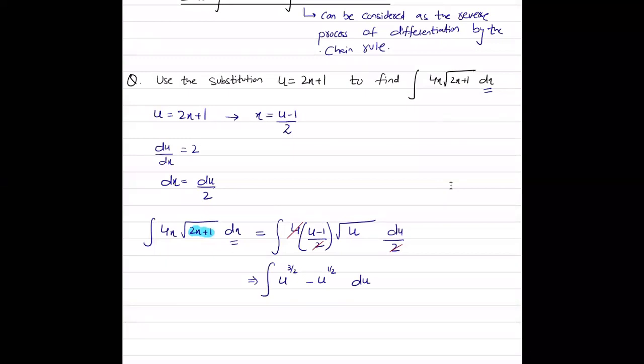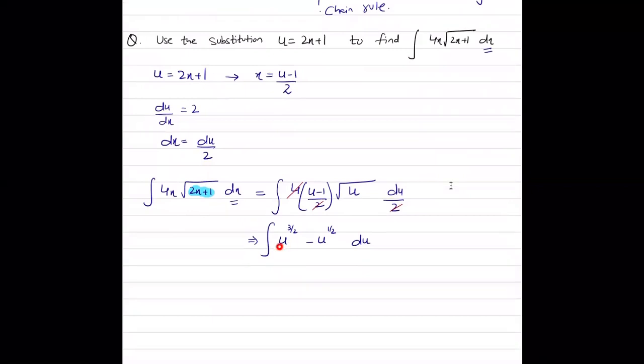So I can integrate the expression in u with respect to u. This is going to be simply u to the power of 5 upon 2 over 5 upon 2, minus u to the power of 3 upon 2 over 3 upon 2.